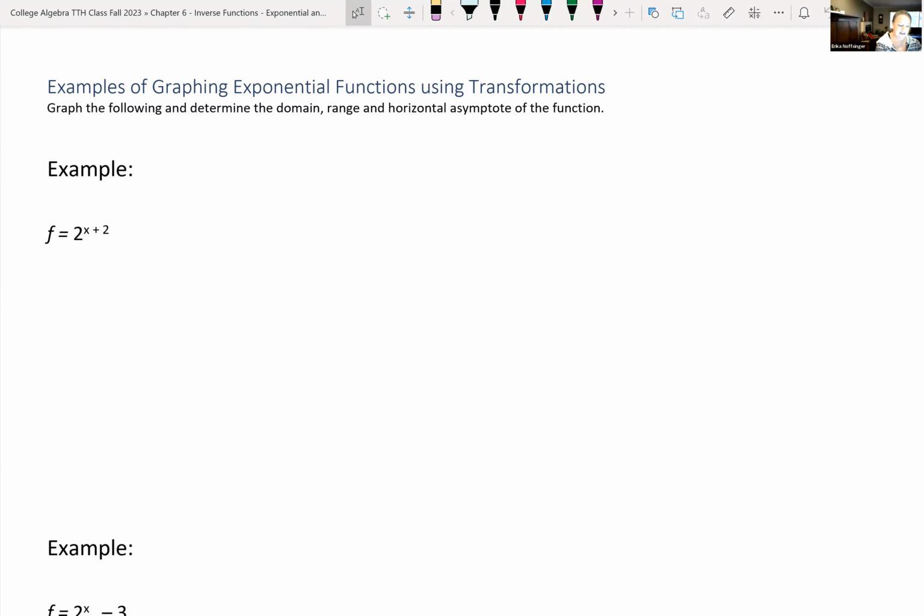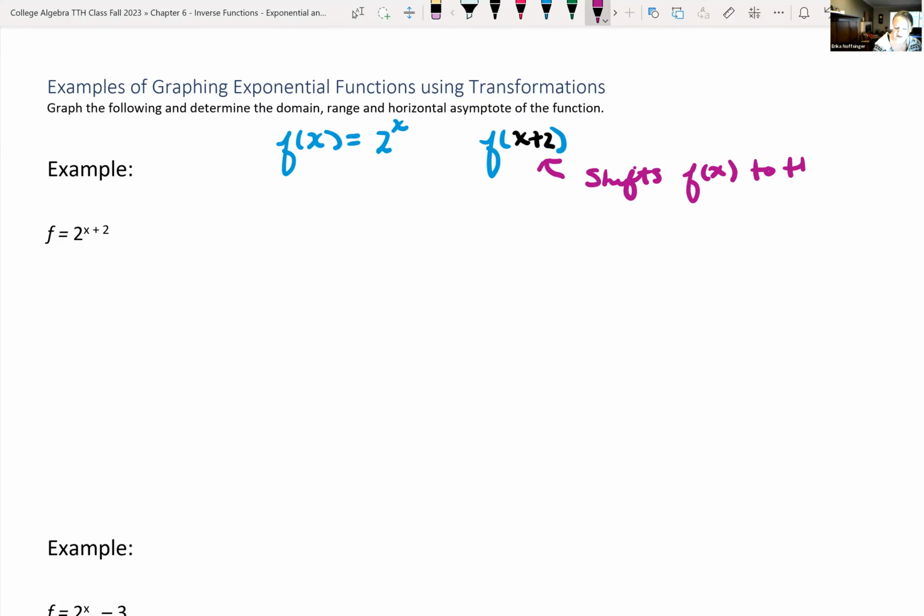So recall, if we had our function f of x equal to 2 raised to the x power, if we plugged in some value into our argument, so if we looked at f of, in this case, x plus 2, that plus 2 in here shifts our graph the opposite direction than we think, so it's to the left 2 units.